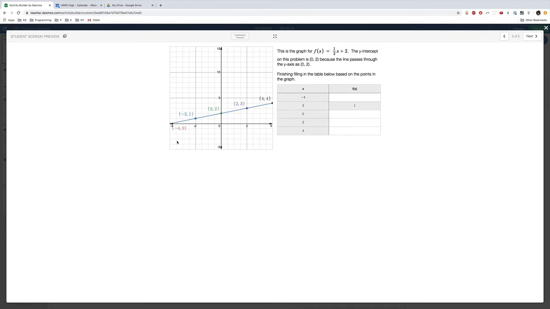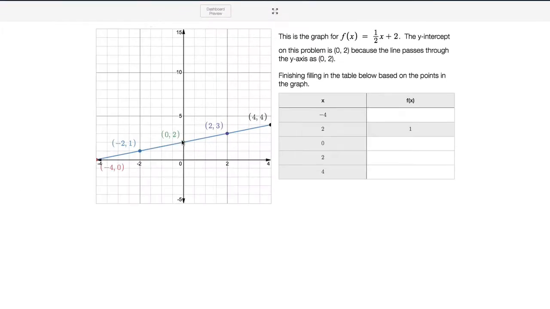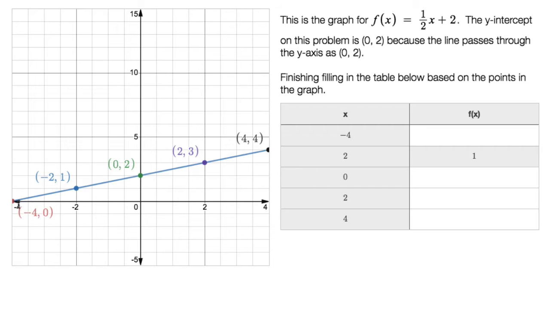And today we're just doing some review. So the first thing we're reviewing is how to plot points. Here this line starts at -4, 0. So you'd go over here to the f of x when x is -4. The f of x or y is 0. So you put 0 in right here.